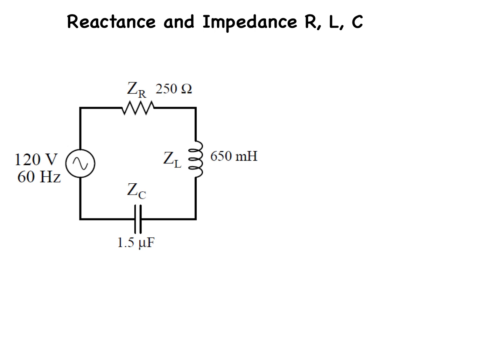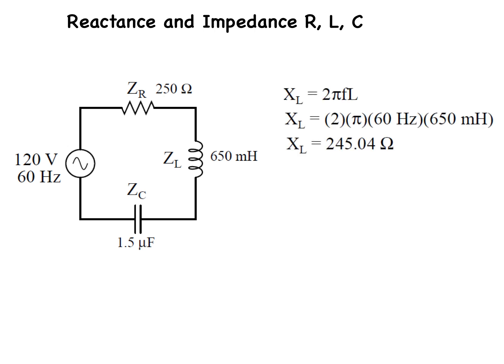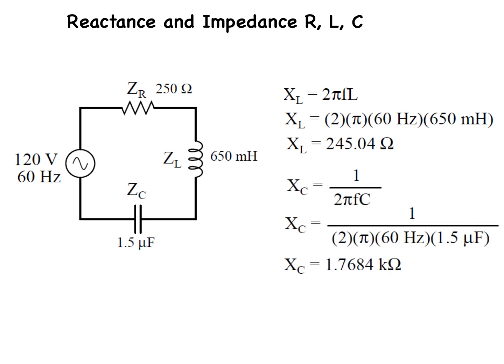Well, we have to get all of the components reading in terms of impedances. So we're going to figure out what the impedance of the inductor is. It's just 2 pi FL, which is 2 times pi times 60 times 650 all over 1,000, which works out to 245.04 ohms.